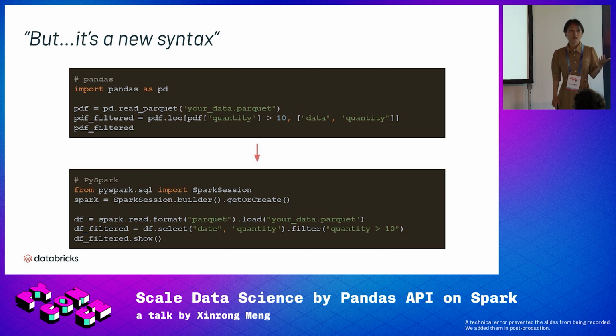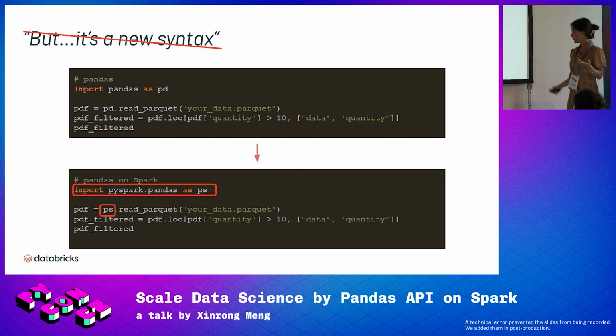That's great. Spark helps scale. However, its syntax is different from Pandas, posing a learning curve for those who are already familiar with Pandas. So here's an example. The upper code shows how we can read a Parquet file into a Pandas frame and apply a filtering against the Pandas frame. And the lower code is how we can achieve the same functionality in PySpark. And we can see the syntax are totally different.